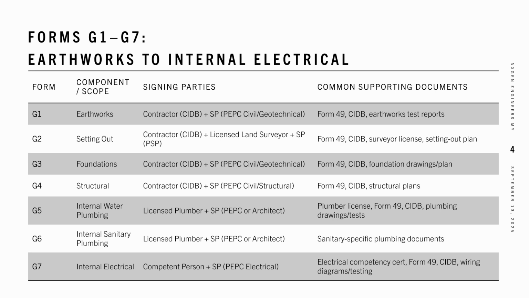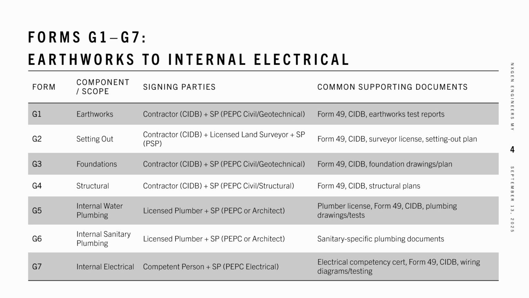Forms G1 through G7 encompass critical components of construction and infrastructure development, ranging from earthworks to internal electrical systems. Each form specifies the required signing parties and supporting documentation to ensure compliance and accountability. For instance, Form G1 pertains to earthworks and requires signatures from a CIDB-registered contractor and a submitting person, SP, typically a professional engineer with practicing certificate, PEPC, in civil or geotechnical engineering. Supporting documents include Corporate Form 49, CIDB registration, and earthworks test reports.